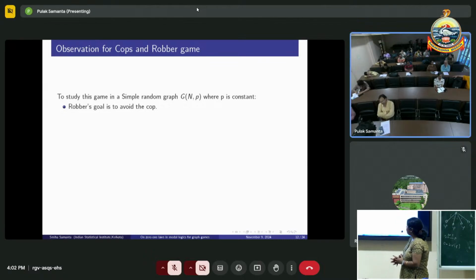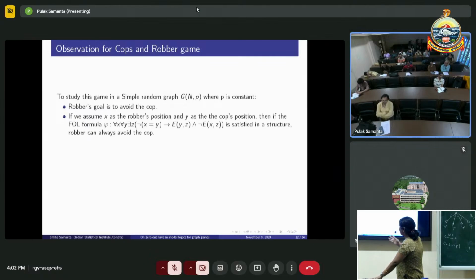So the question we are asking is, for the cops and robber game, the robber has to avoid the cop. If we can ensure that wherever the robber is, he can avoid the cop in the next move, and we can do this at any point of time, then in an infinite run he can avoid the cop.